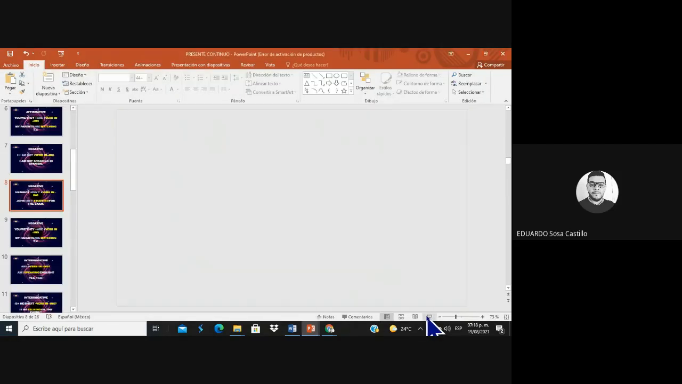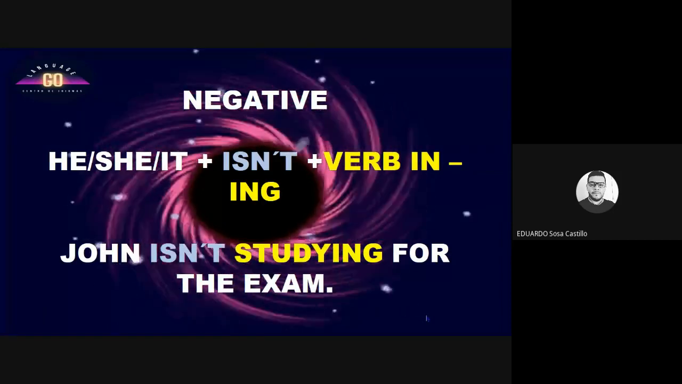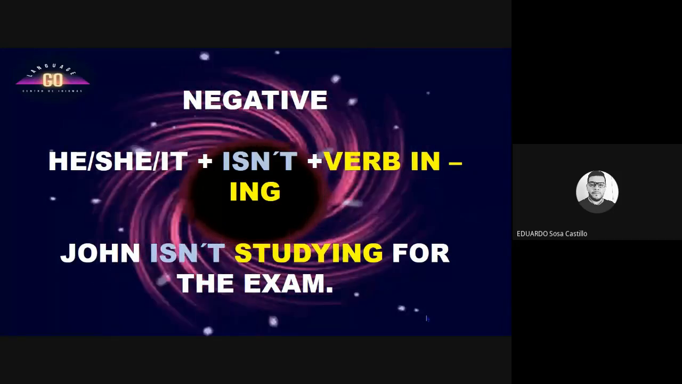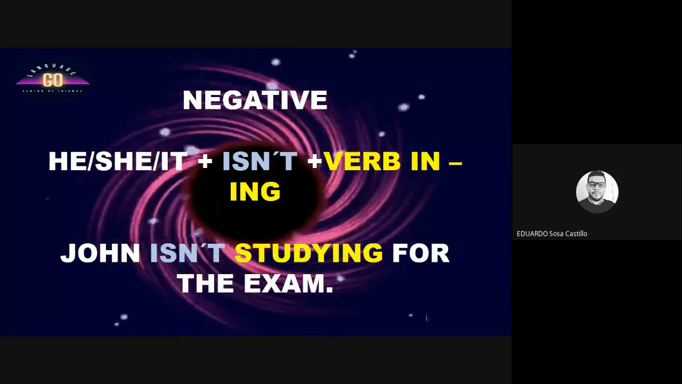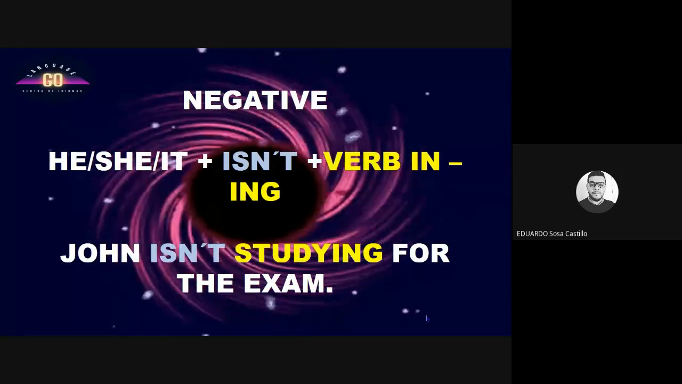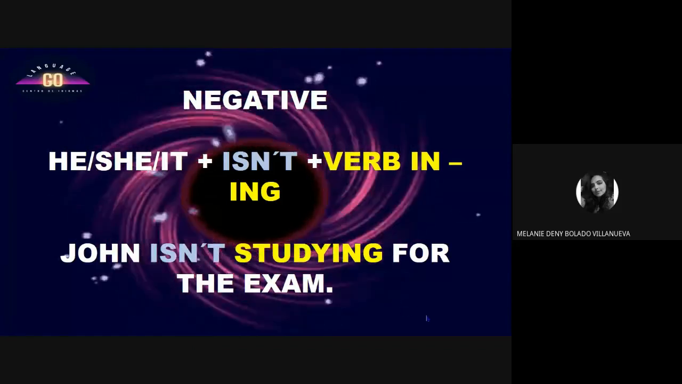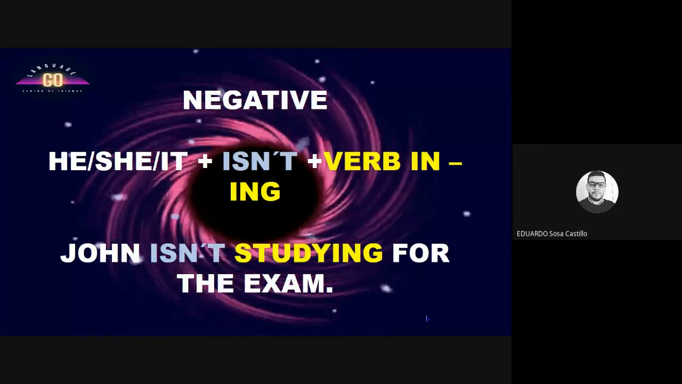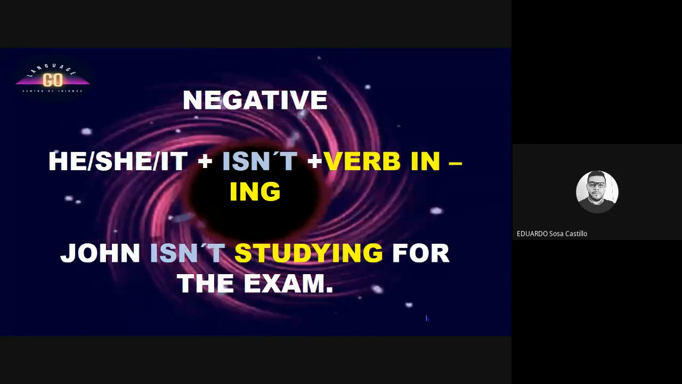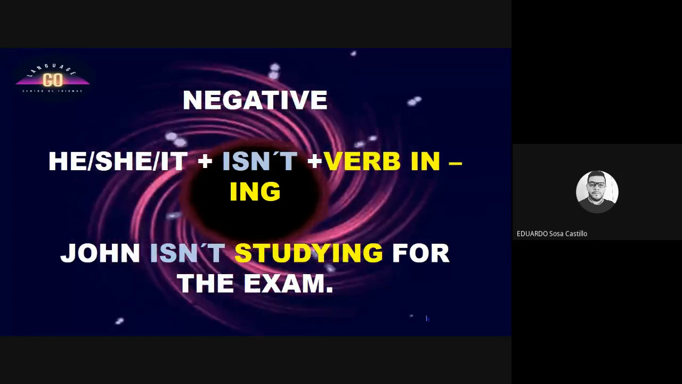And we have here the next sentence. All right, check this out. Well, let me see. What's the example that we have here, Melanie? Can you read it about John? John isn't looking for the exam. Exactly. That's correct. So that's something that is not happening. It's not happening at this moment.